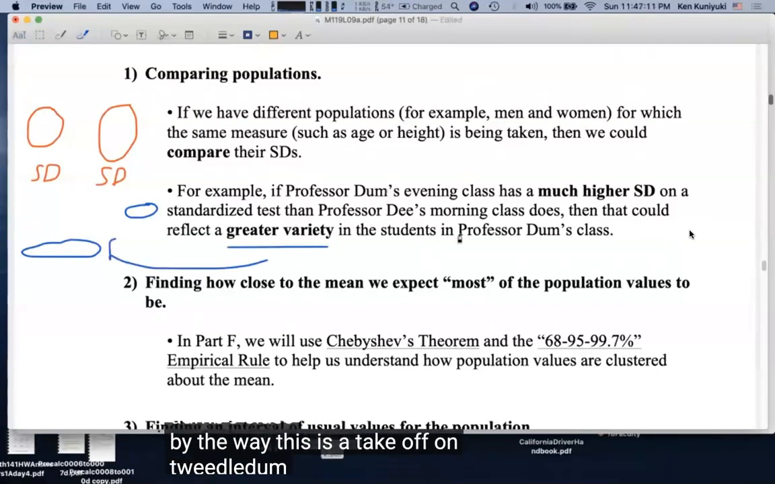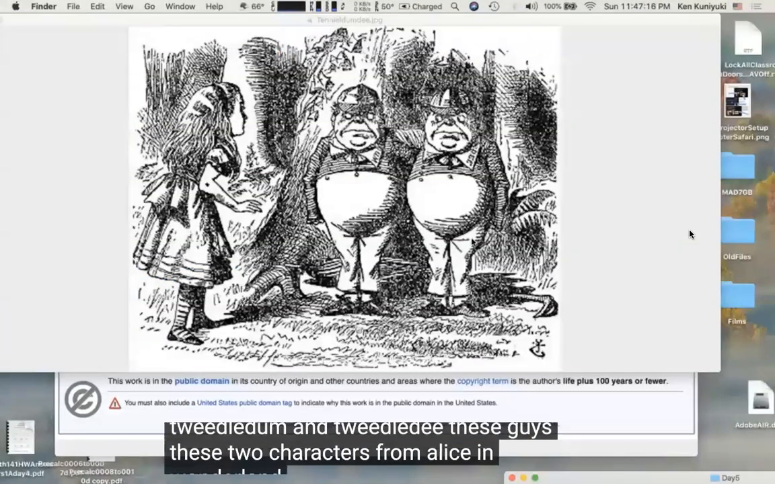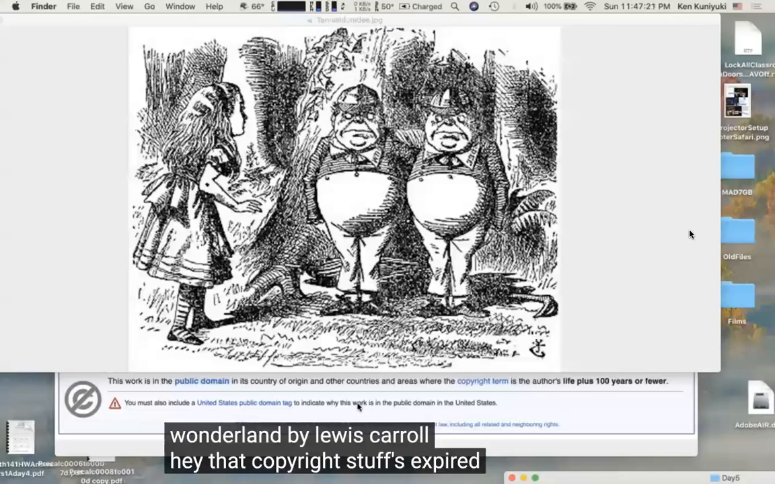By the way, this is a takeoff on Tweedledum and Tweedledee, these two characters from Alice in Wonderland by Lewis Carroll. Hey, that copyright stuff's expired, so I can use it.